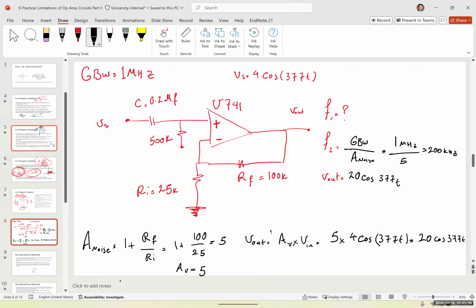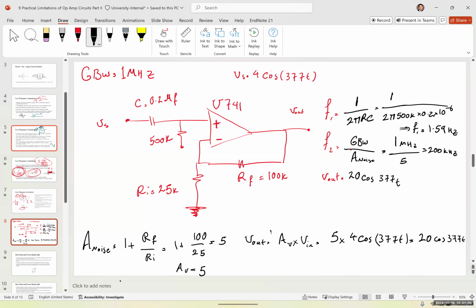Okay. Now what about F1? It's 1 over 2 pi RC, which is going to be 1 over 2 pi. R is 500K, and C is 0.2 times 10 to the power of negative 6. So therefore, what is F1 equal to? 1.59 hertz.